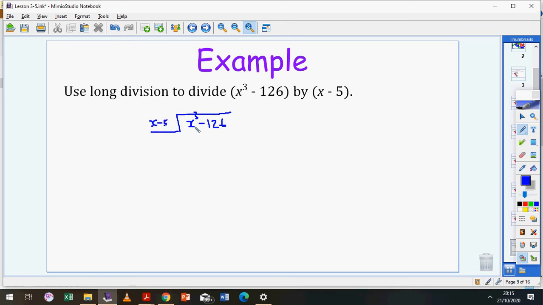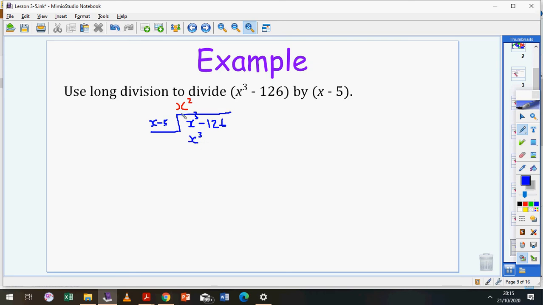Start by dividing x cubed divided by x. That gives you x squared. Use a different color, red, for the quotient, x squared. And then x squared times x takes you back to x cubed. I hope you remember that, x cubed.